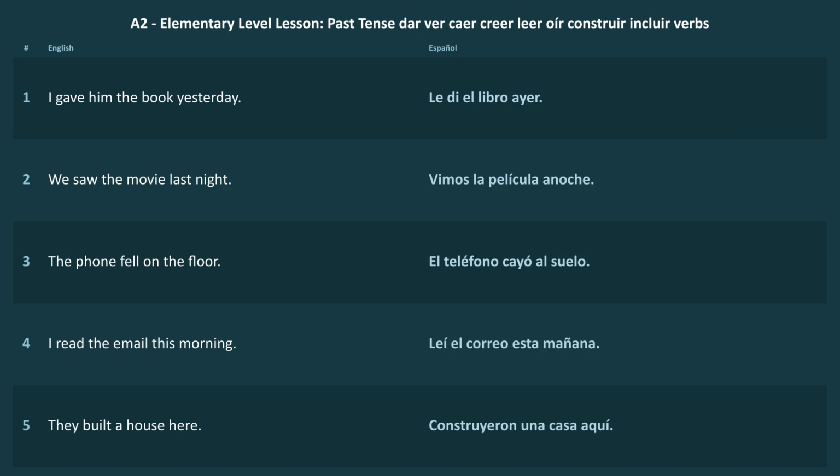Let's try ver, to see. Vi means I saw, and vimos means we saw. Careful, vimos looks exactly like we see in the present for ver. Actually, ver in the present is vemos, so that helps. Vimos is clearly past. How do you say, we saw the movie last night?